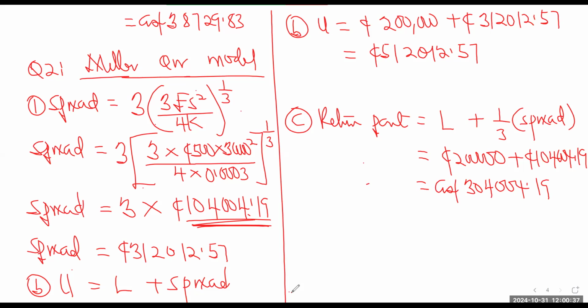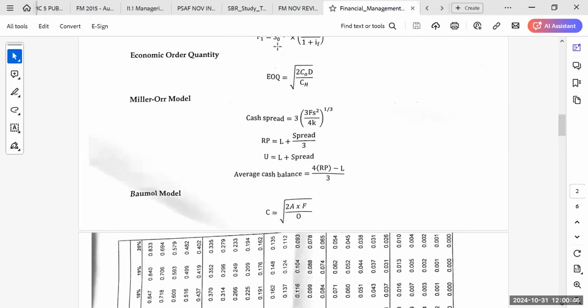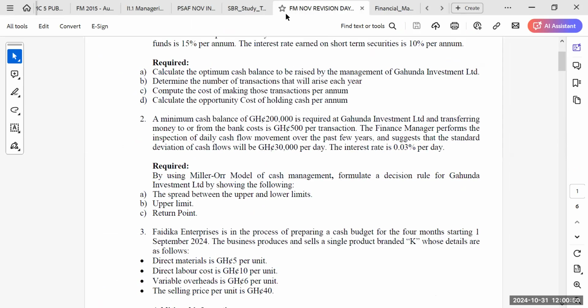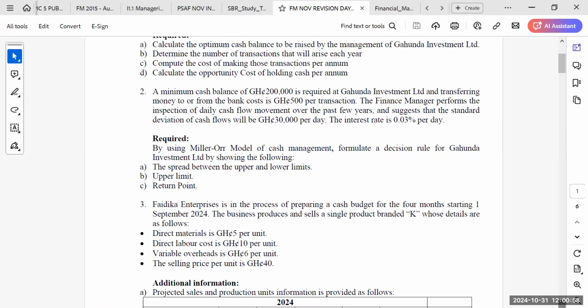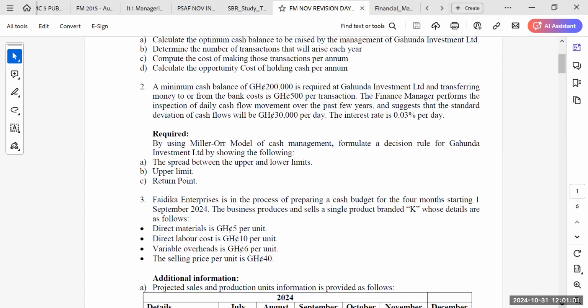A very simple exercise. Okay. So mostly, the issue they examine is the spread, the issue with the Miller-Orr model. That is, mostly they want to examine the issue on cash management. That is how they mostly go about it. So they will always bring the Miller-Orr model, so you have to be very careful with that one.